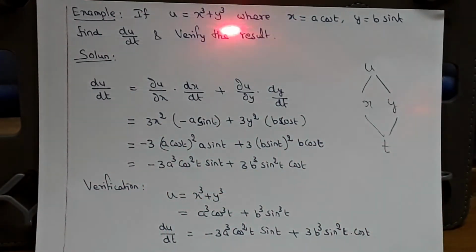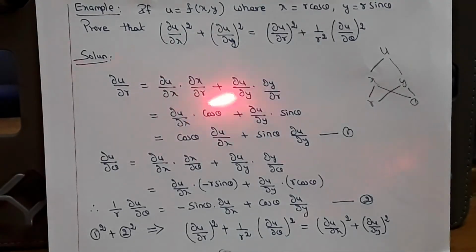U is equal to x cube plus y cube. X is equal to this, y is equal to this. So put the values here. Then, by using the ordinary rules, we can take the differentiation. We are getting the same result. So we can see one more example.